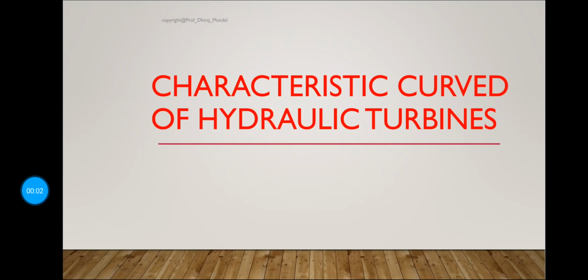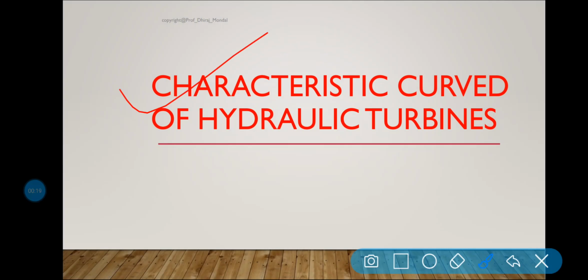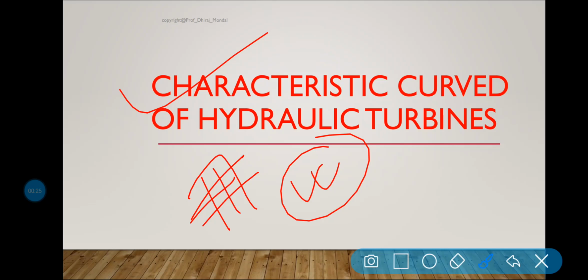How can we know the exact behavior and performance of a hydraulic turbine under varying conditions? We can find that by the help of the characteristic curve of a hydraulic turbine. With it we can say the exact behavior and performance of that particular turbine. So today we are going to discuss the characteristic curve of hydraulic turbine.